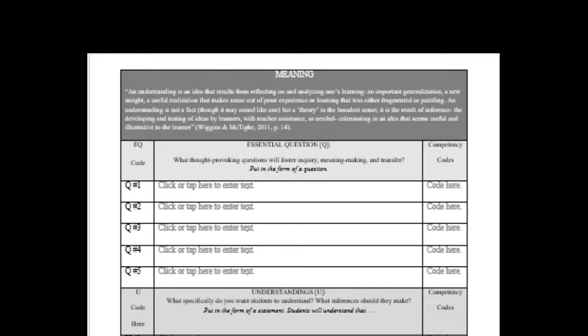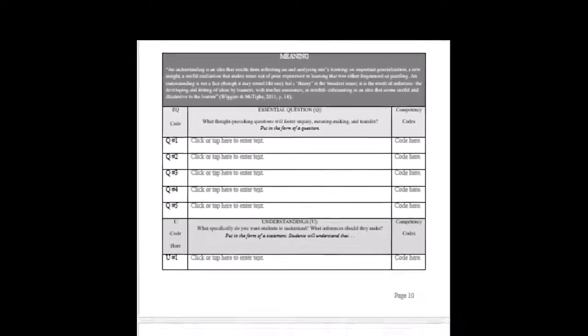And again, this is laid out in a 3-column format. In the left column, you put the essential question code. So this is going to be listed as Q1, Q2, Q3, etc. In the center, this is where you put your essential question. Again, this is going to be thought-provoking, and it will foster inquiry, meaning making, and transfer. And then again, in the right column, this is where you put the competency code that corresponds to your essential question. And the competency codes, once again, are coming from that standards and competencies section from earlier.